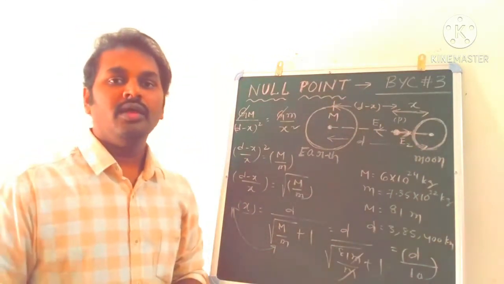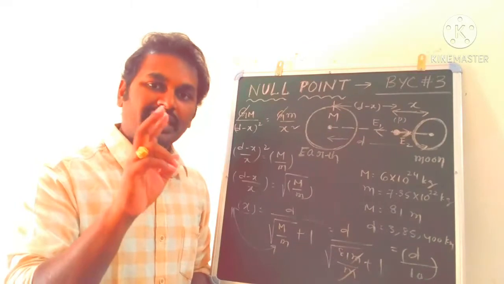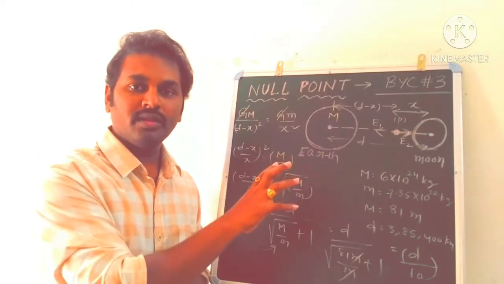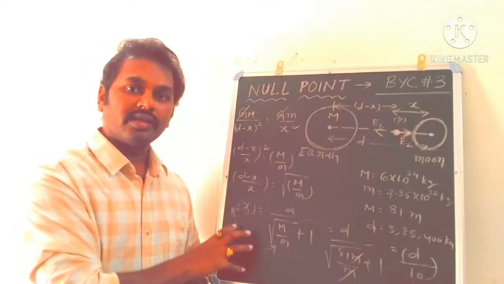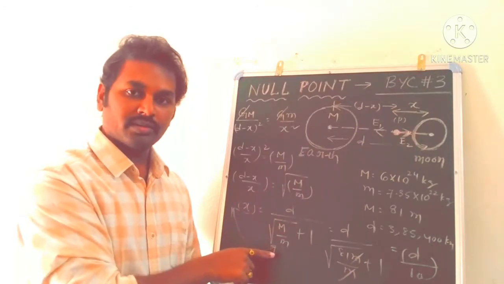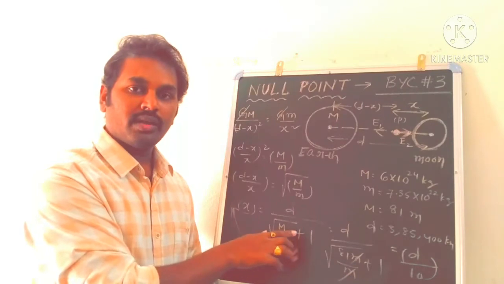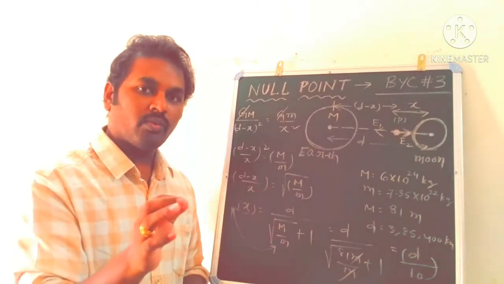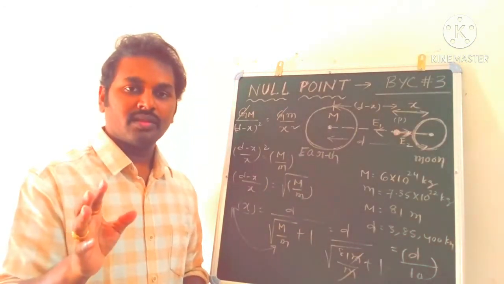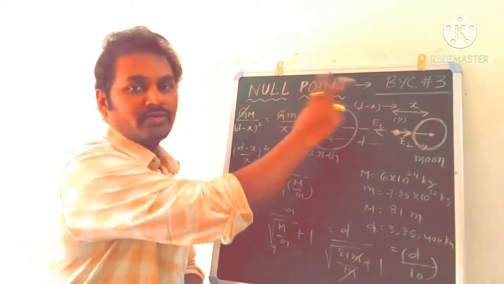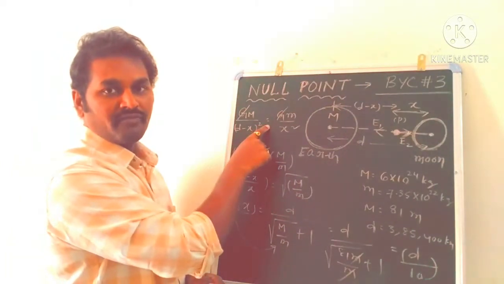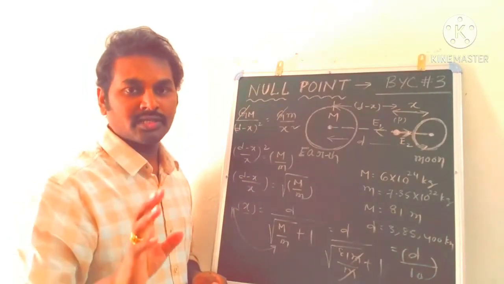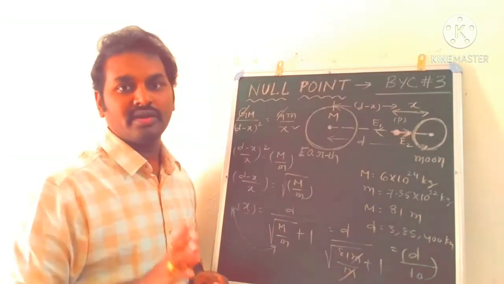So in this way we can find it for any two given objects, whether point masses or extended objects in spherical shape. We can use this formula: x is equal to d upon (under root m2 by m1, plus 1). The plus symbol indicates that the nature of the force is always attractive. You will always get the null point in between the two masses. There is no chance to get the null point outside the two bodies. If you take any point outside, both field intensity directions will be in the same direction, so the resultant field intensity is never 0.